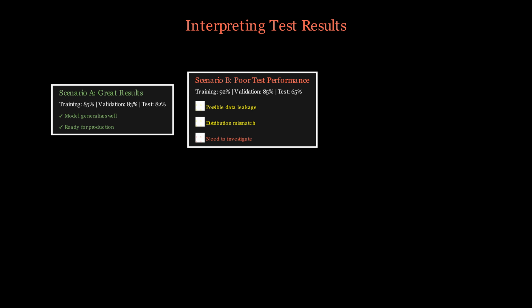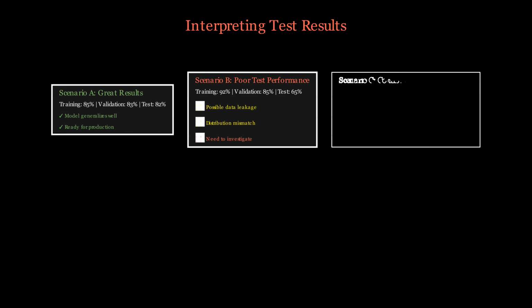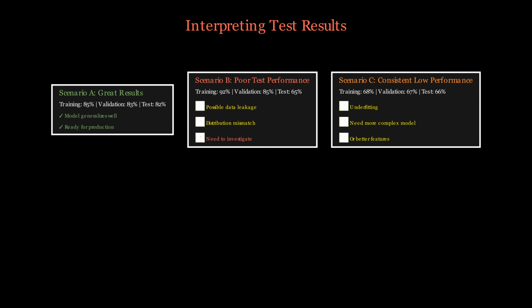Let's interpret different test result scenarios. Scenario A shows ideal results. Consistent performance across all sets indicates good generalization. Scenario B is concerning: good training and validation but poor test performance suggests data leakage or distribution mismatch. Scenario C shows consistent but low performance across all sets, indicating underfitting. You need a more complex model or better features.